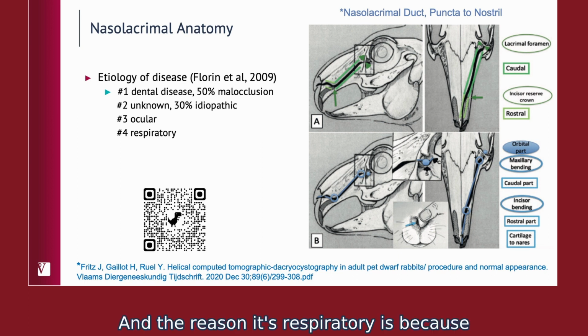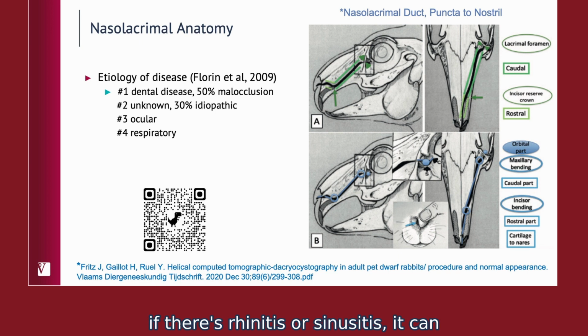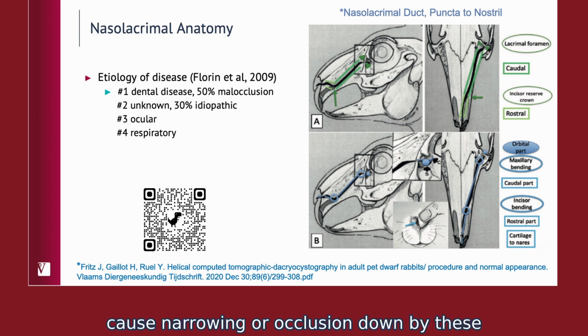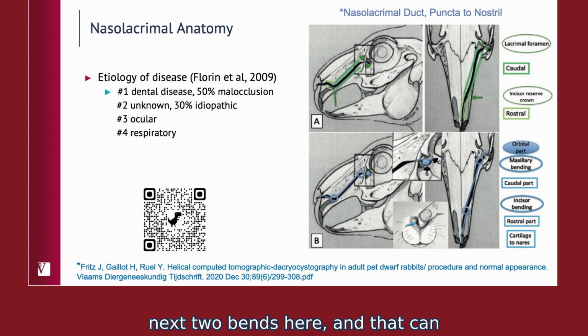The reason it's respiratory is because if there's rhinitis or sinusitis, it can cause a narrowing or occlusion down by these next two bends here. And that can cause a backup so that the tears can't flow out, and then you see epiphora out through the eye. True ocular disease can also cause it because of the inflammation occluding the nasolacrimal puncta up at the medial canthus.